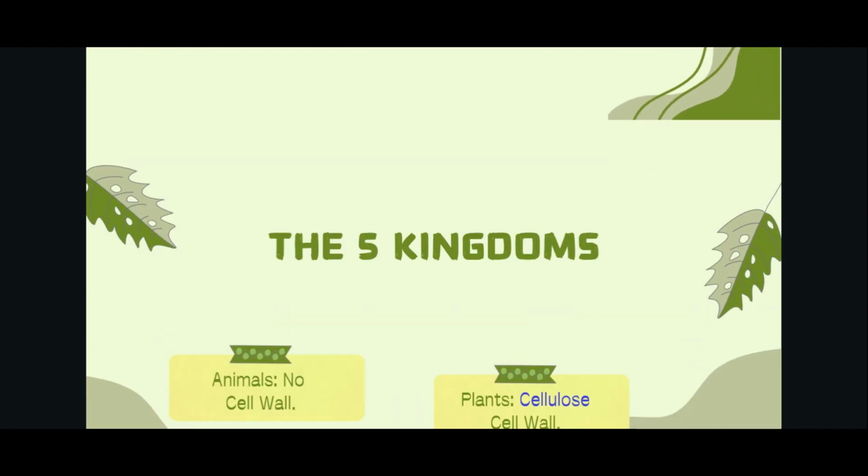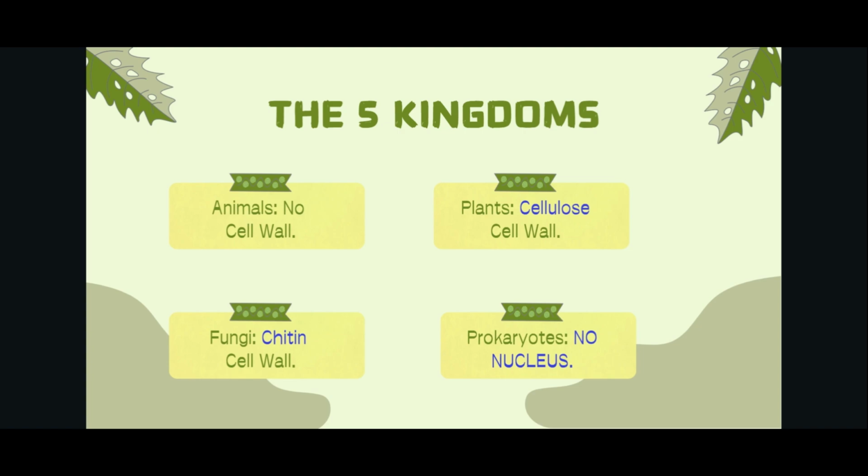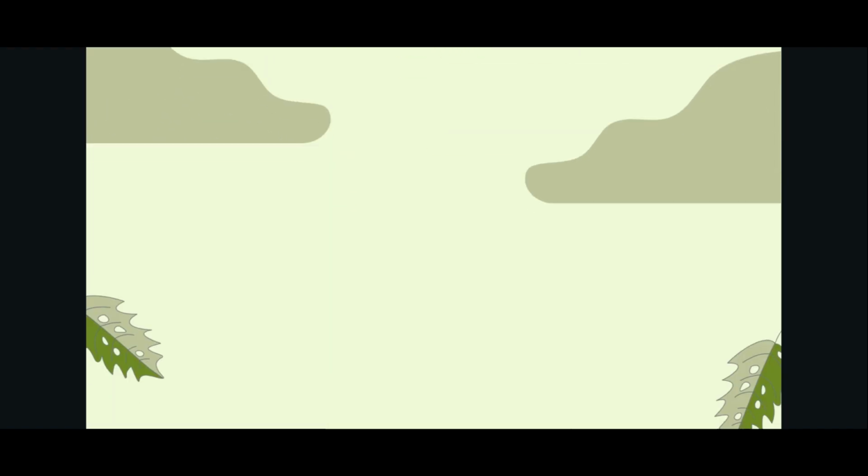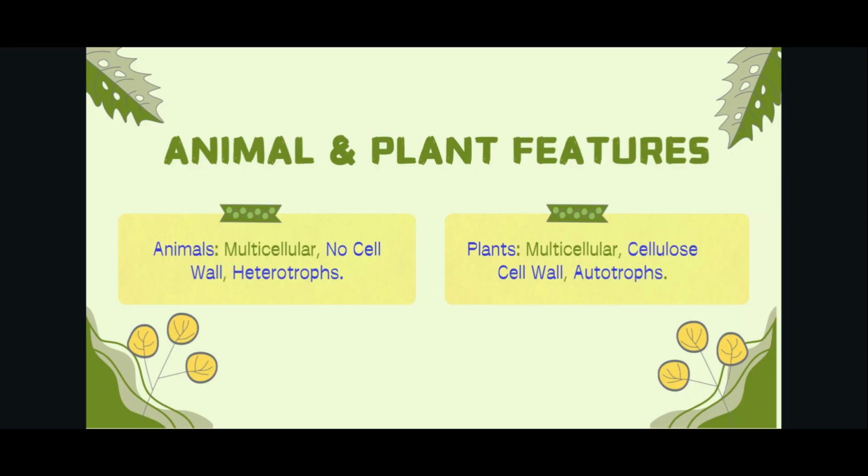We classify life into 5 kingdoms. The biggest differences lie in 2 areas: cell wall material and the presence of a nucleus. For example, prokaryotes, like bacteria, are the only group that lack a nucleus. Animals have no cell wall and are heterotrophs. Plants have a cellulose cell wall and are autotrophs, simple but essential for comparison questions.